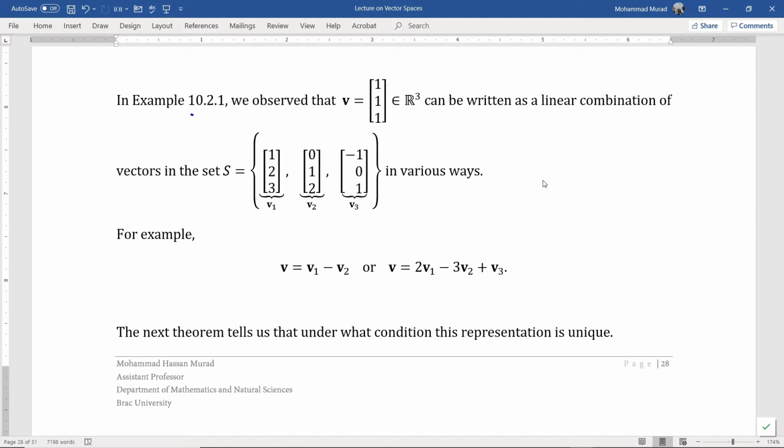In example 10.2.1, we observed that the vector v with these three components 1, 1, 1 in the vector space R3 can be written as a linear combination of vectors in the set S in various ways. For example, v is equal to v sub 1 minus v sub 2, or v equals 2v sub 1 minus 3v sub 2 plus v sub 3. Let's check the first one.